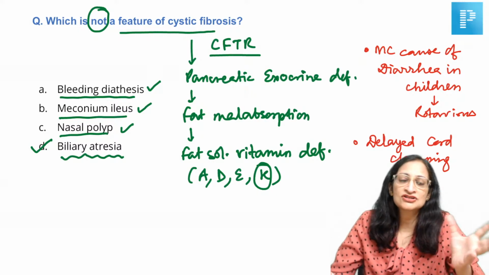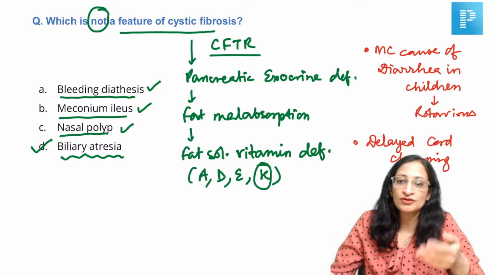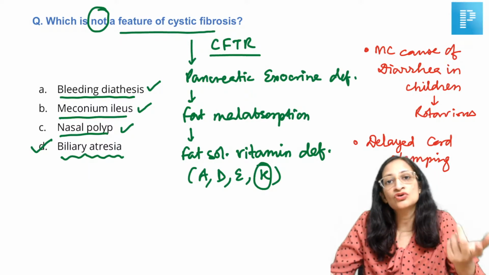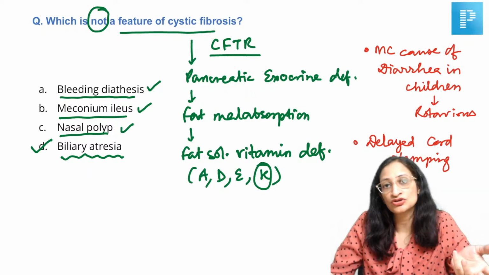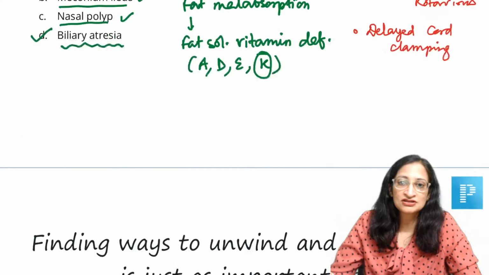So there was one match the column with modes of inheritance also. That is a cross-cutting topic with pathology, genetics and all, and pediatrics. So that also I am sure you would have done it correctly. So these were some of the questions that I got from pediatrics.